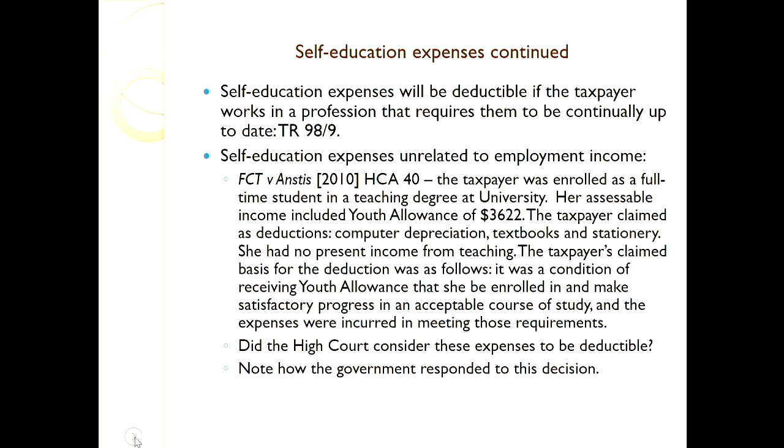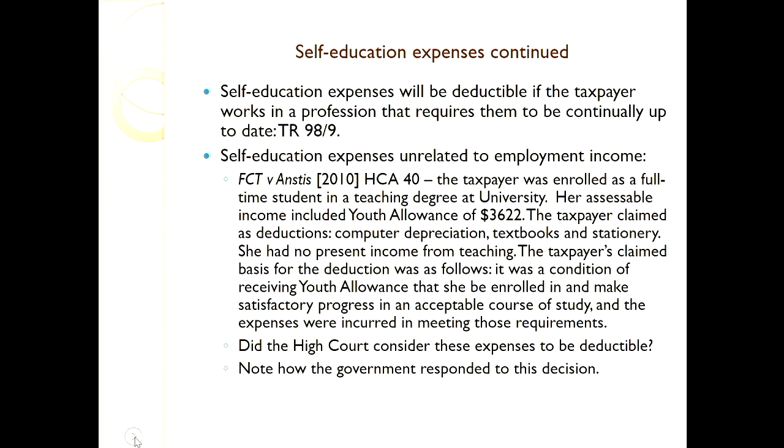The reasoning is as follows: in order to get these youth allowance payments, which are assessable income, she needs to make satisfactory progress in her degree, right? It is a condition of receiving youth allowance. She needs to make satisfactory progress, and in order to do that, she needs certain study tools. She needs a computer, textbooks, stationery. These expenses are necessary in order to make satisfactory progress in a degree, and satisfactory progress is needed in order to get that assessable income. So that's the connection between the expenditure and the assessable income, right? The High Court accepted that reasoning, so that's the answer.